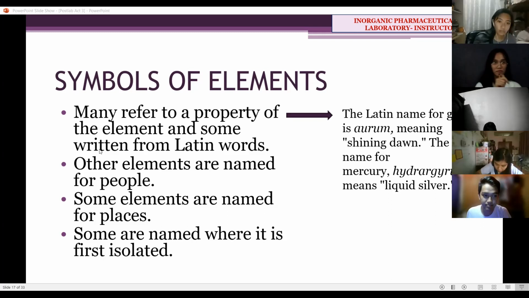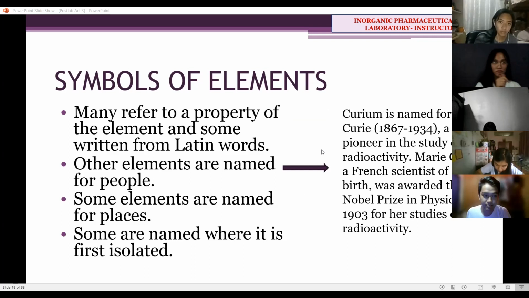But there are elements that are named after people, like curium, or the one the reporter mentioned, mendelevium. It comes from Dmitry Mendeleev, but now we have curium, which was named after Marie Curie, a physicist who worked with radioactivity and was a Nobel Prize winner in physics in 1903. So again, curium was named after her. So an element can be named after a person.